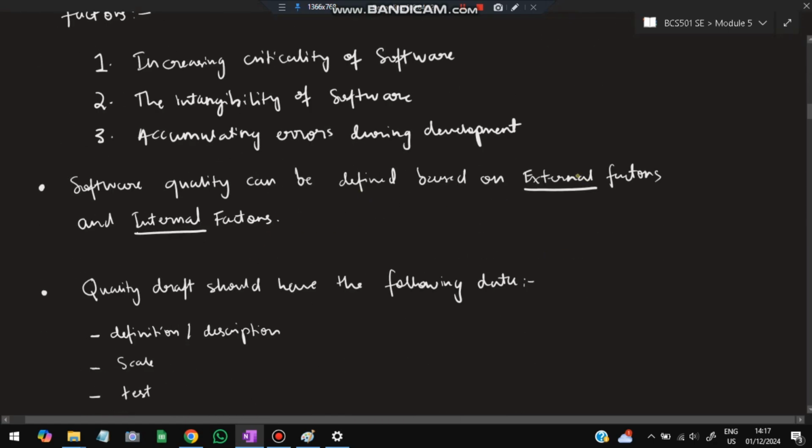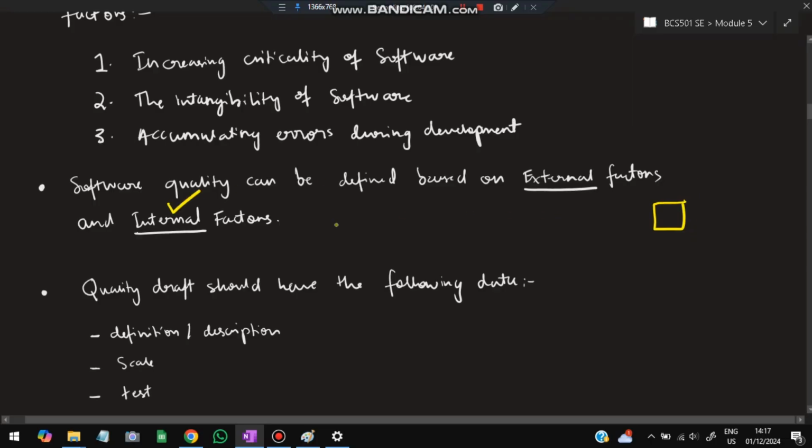Quality of the software can be defined on external factors and internal factors. What do you mean by external factors? External factors means how well the product is performing. What is the performance aspect of the product? How much it is helpful to the customers, the clients and the end users? That is the external factors. They see quality from that perspective.